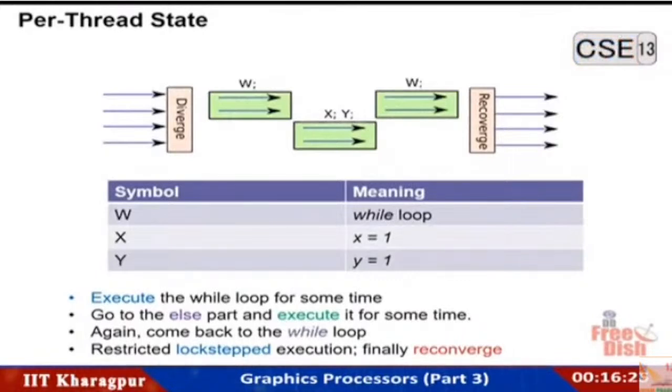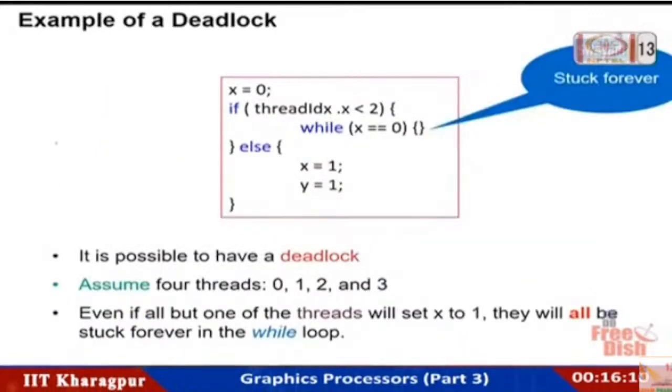To precisely avoid such situations, which may arise inadvertently in an execution, there is a notion of limited yet controlled thread divergence. So let us consider the 2 code blocks. Let this be the while loop, let's call it W, and the other code block, the one that's setting x equal to 1, let's call it X, and Y.